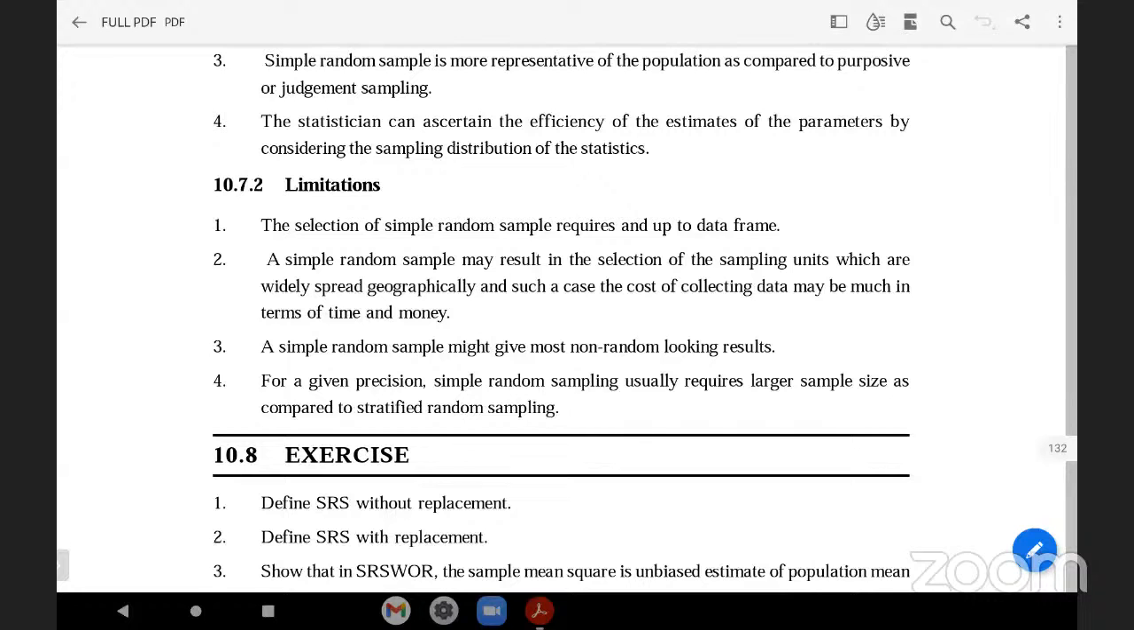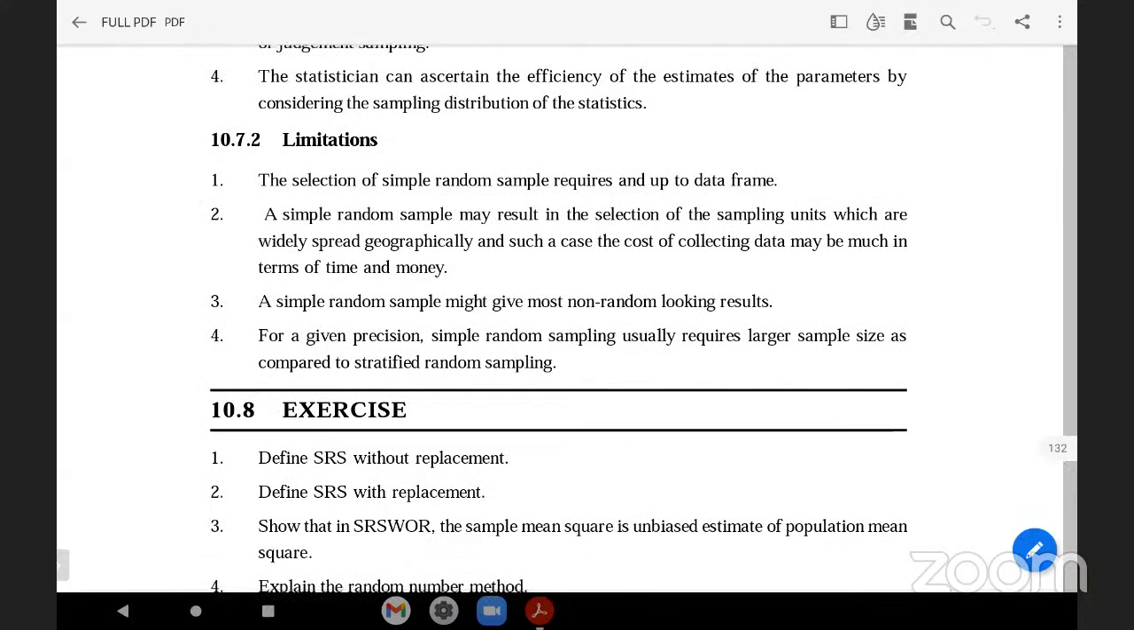Next, it comes to the demerits. A simple random sample may result in the selection of sampling units that are widely spread geographically, so the cost of collecting the data may be high in terms of time and money. It is large data, and sometimes I cannot justify it.